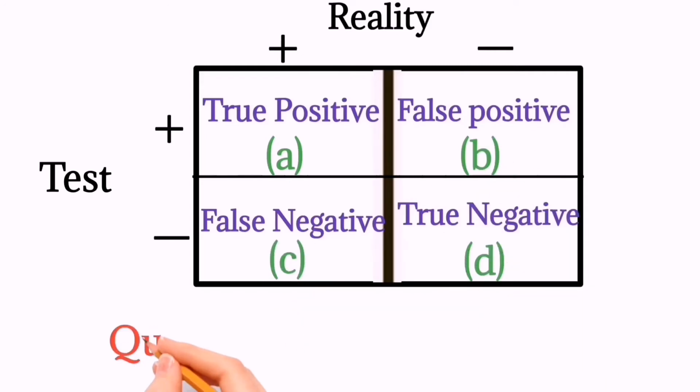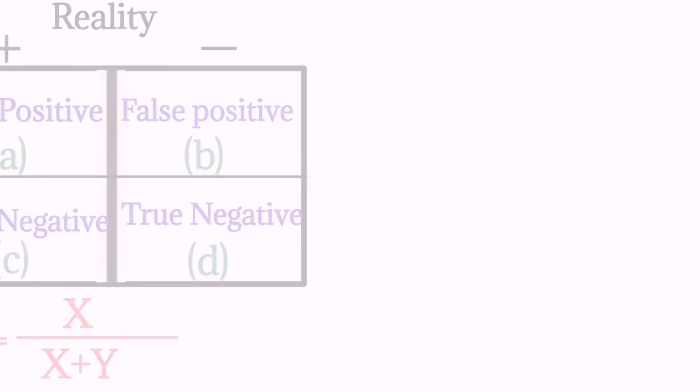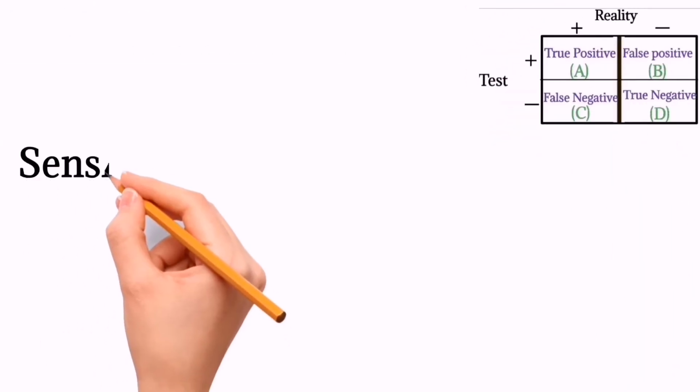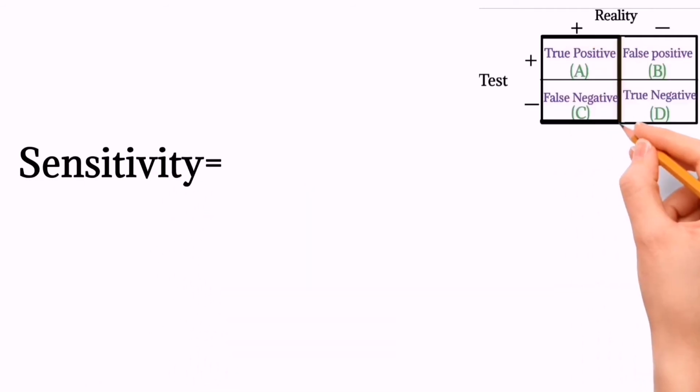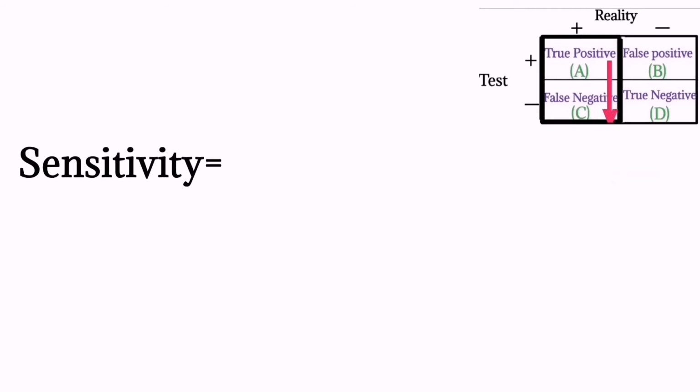So to find any quantity from this table, use the formula: quantity is equal to x divided by x plus y. This is our 2 by 2 table. To find sensitivity, we use the first column of the 2 by 2 table. Draw an arrow from up to down. Mnemonic: for sensitive people, everything is down.